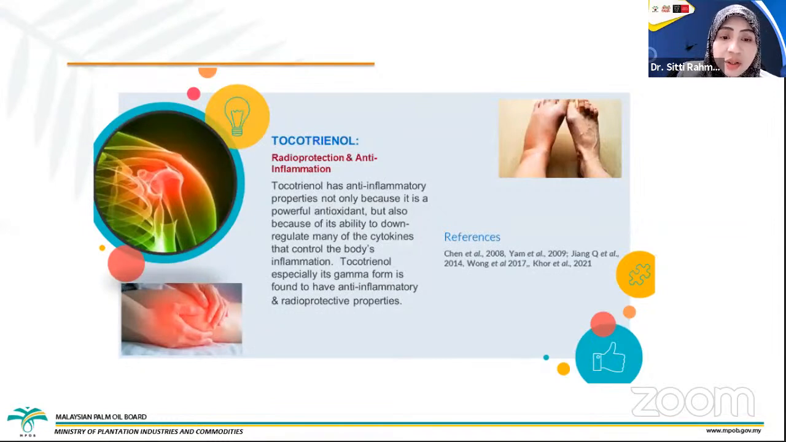So, in radioprotection and anti-inflammation, tocotrienol has not only powerful antioxidant activity, but also the ability to regulate many cytokines, which can control inflammation in the body. Tocotrienol, especially in the gamma form, has been found to have an anti-inflammatory effect and radioprotective properties.